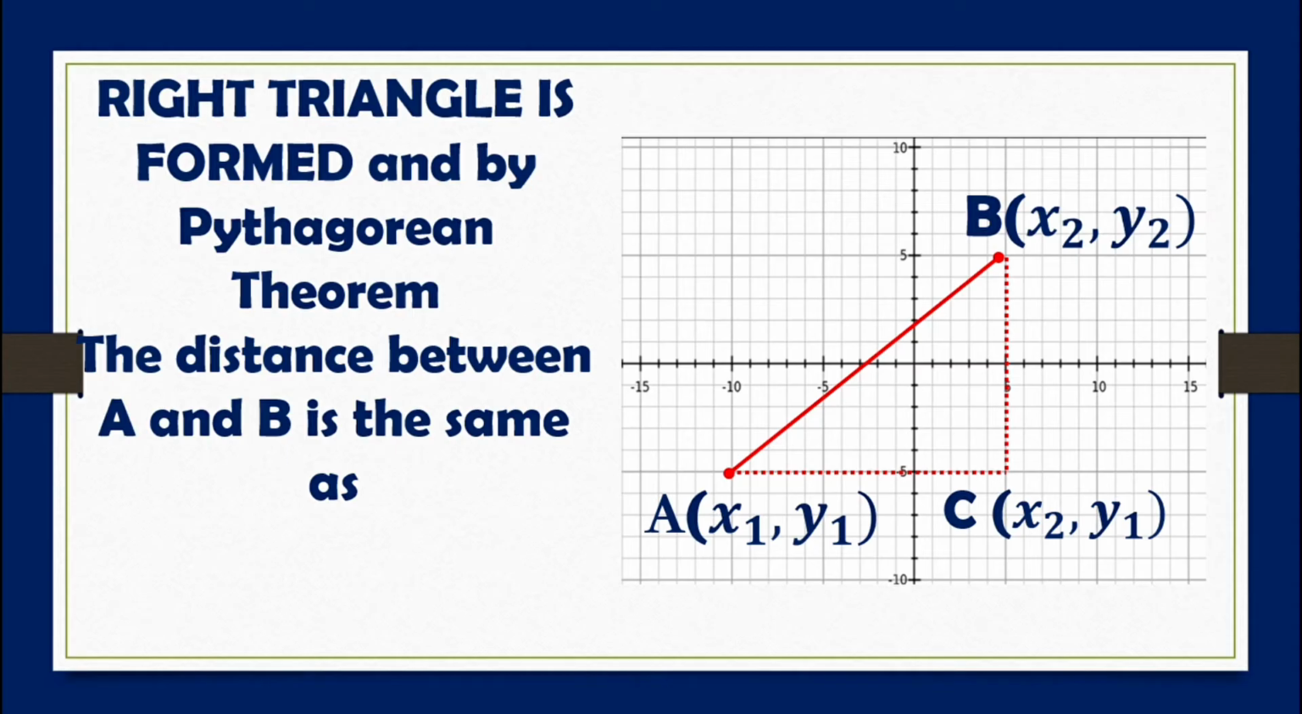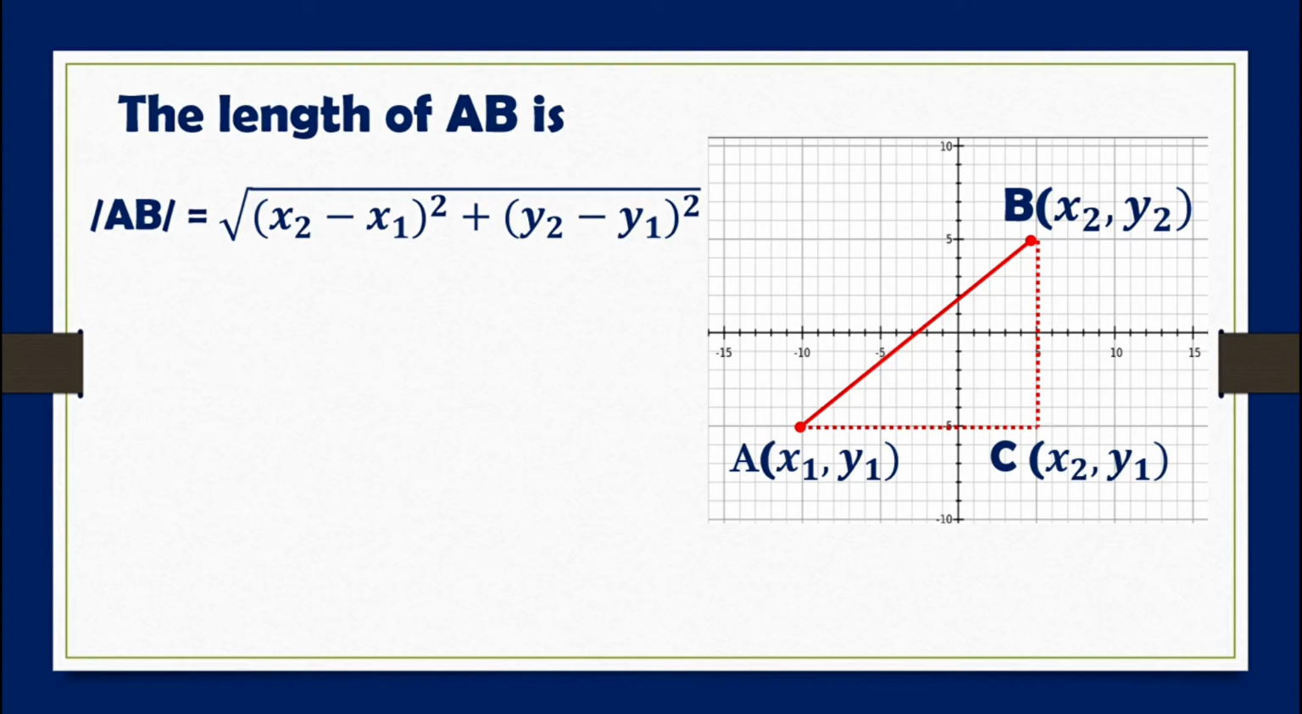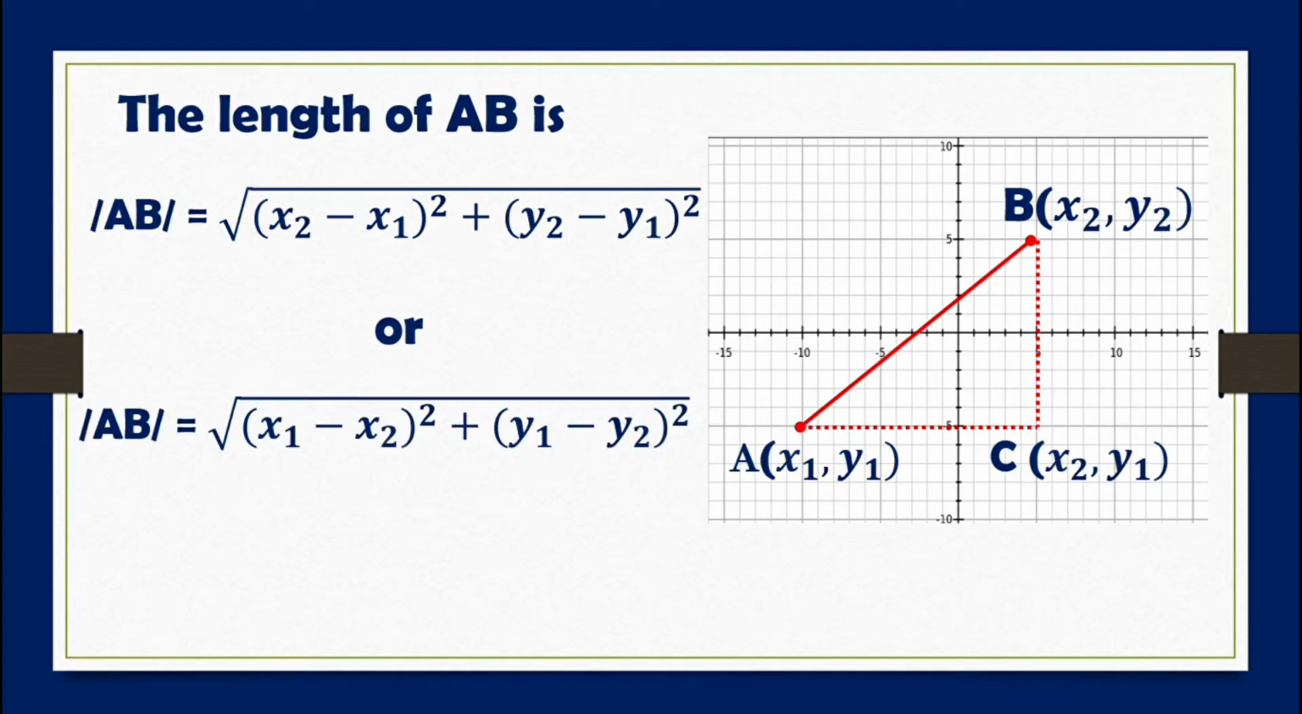In this case, the distance between point A and point B is the same as the absolute value of segment AB squared is equal to the absolute value of segment AC squared plus the absolute value of BC squared. The length of segment AB is equal to the square root of the quantity x sub 2 minus x sub 1 squared plus the quantity y sub 2 minus y sub 1 squared. Or, we can also write the length of segment AB is equal to the square root of the quantity x sub 1 minus x sub 2 squared plus the quantity y sub 1 minus y sub 2 squared.